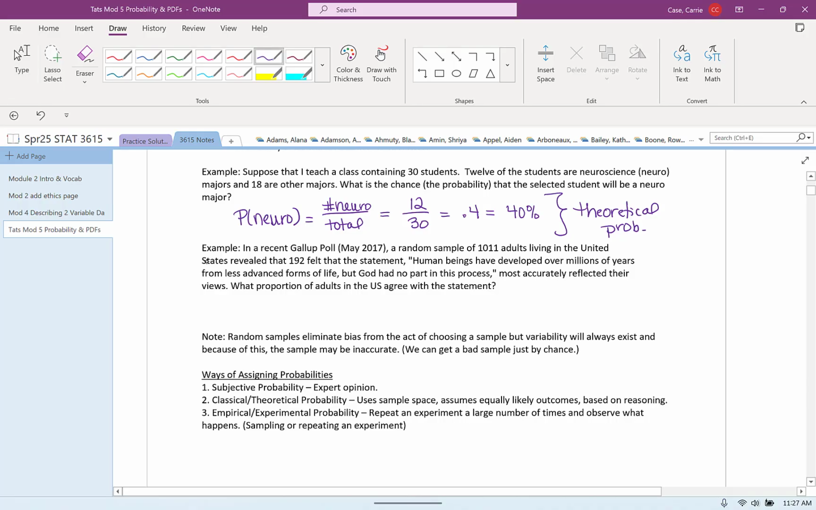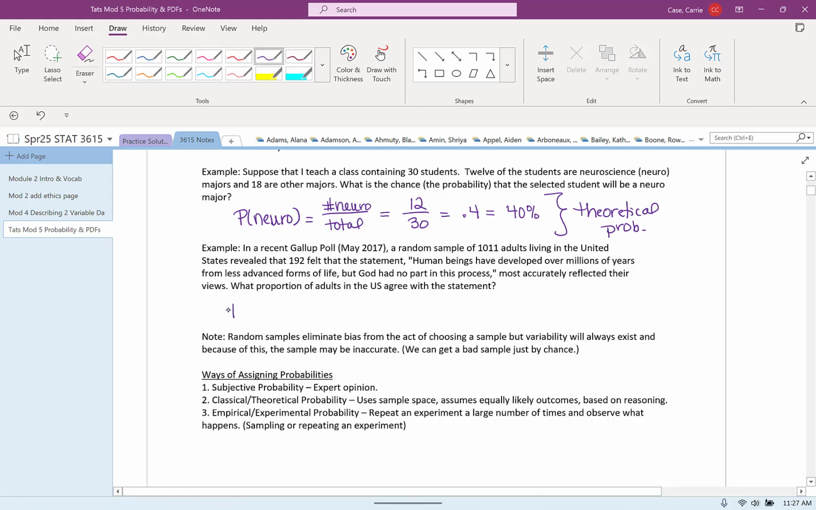It's what would happen in theory based on the numbers in the class. Here's another example. In a recent Gallup poll from May 2017, a random sample of 1,011 adults living in the United States revealed that 192 of them felt that the statement, human beings have developed over millions of years from less advanced forms of life, but God had no part in this process, most accurately reflected their views. What proportion of adults in the United States agree with this statement?